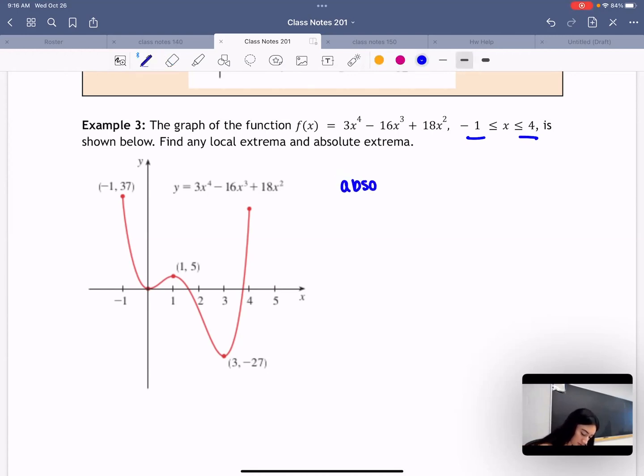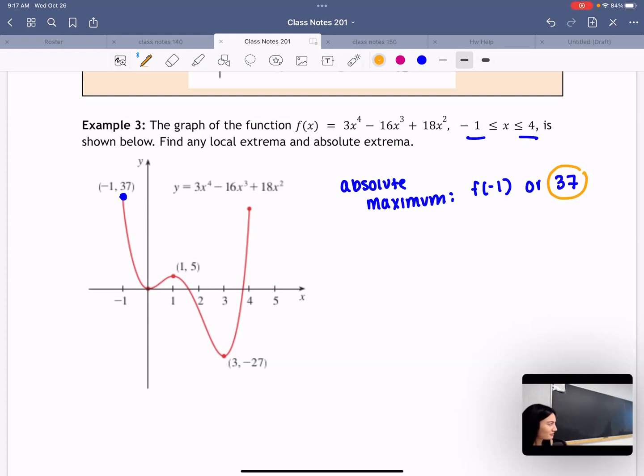So absolute maximum. What is the absolute maximum here? It's f of -1, right? So you're talking about this point here. Another way you can say that is by saying 37. Just a little note, I think WebAssign takes the number. I don't know if it takes f of something. So if you're typing this into WebAssign, you can try it out, but just to be safe, I would choose the actual number. Can there be more than one absolute max? No, right? Absolute max is the largest point in the entire graph. There can't be more than one, so we're all good.